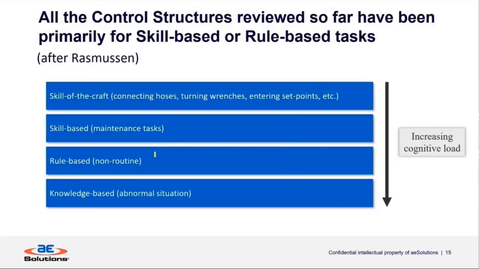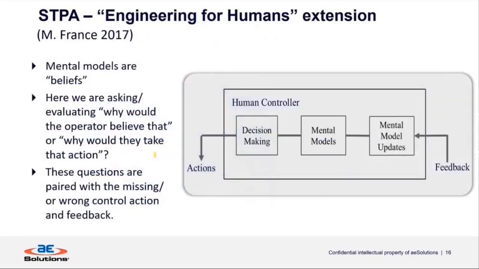Now, the control structures I've mentioned so far have been, you can call them skill-based, you can call them rule-based type procedural tasks. I want to talk more about what's inside our mind right now. And so this is the Engineering for Humans extension model. Ms. France developed it under Professor Leveson, and published a thesis on it. It's in the public domain. It's a very good write-up, giving a lot of good background information on the extension.